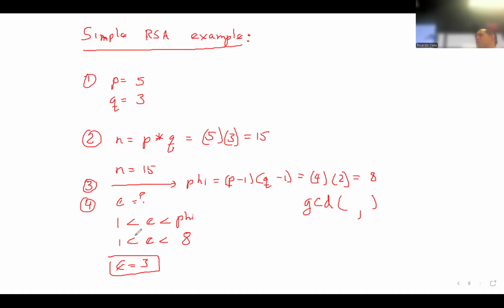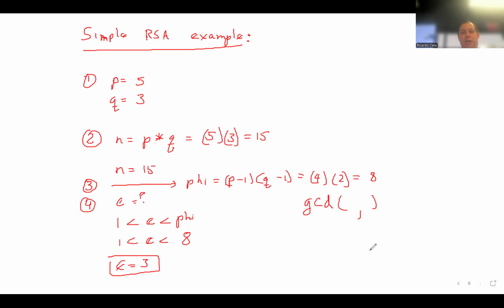These are very small numbers, so we don't really have that much room here, but it's just an example to get started with. Definitely later on, this is going to be much more complex. So E is equal to 3. We know at least it meets the condition that it is between 1 and 8, where 8 is phi. Got it? All right, so let's move on to the next step.